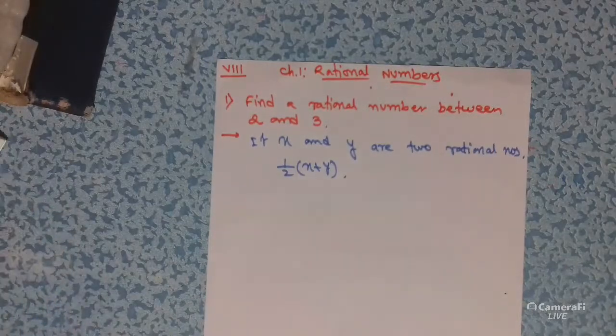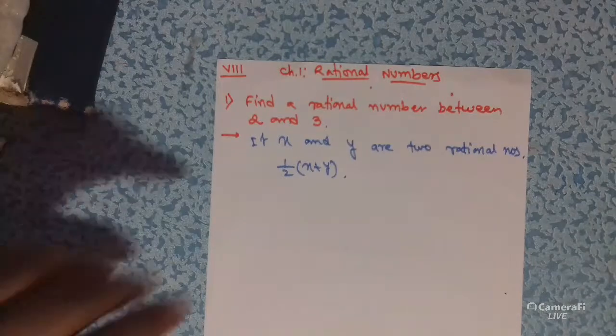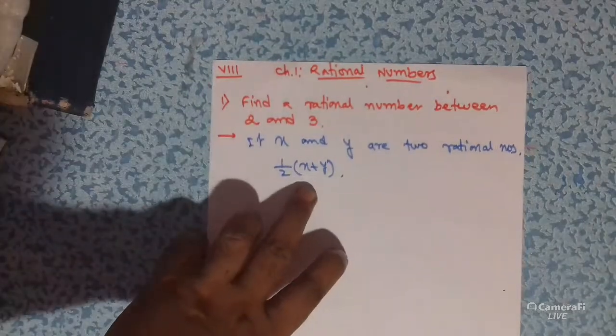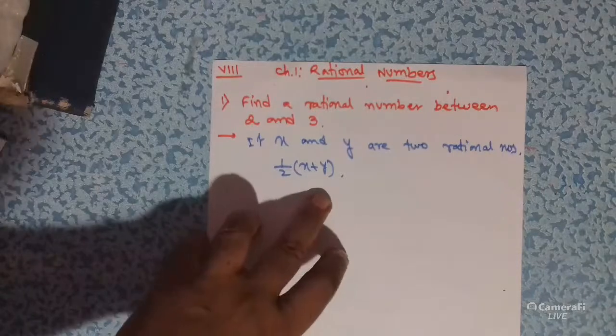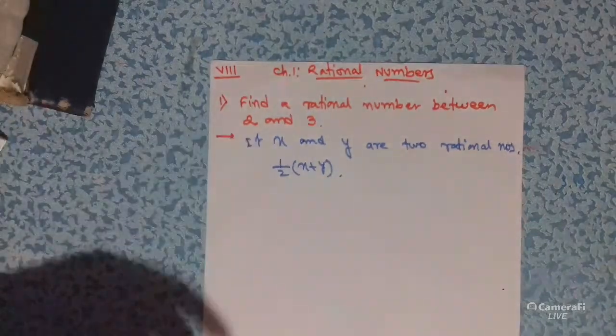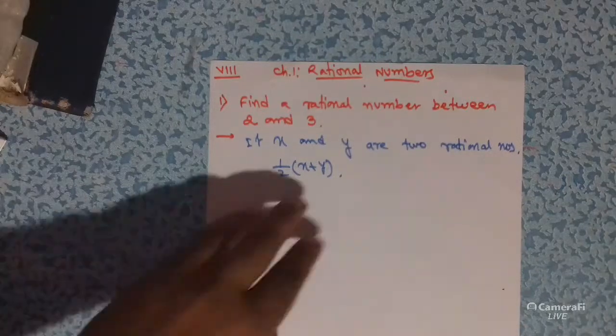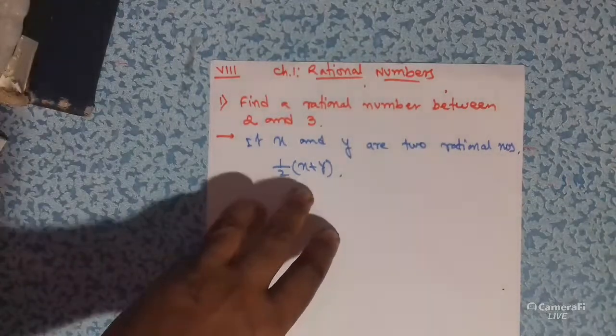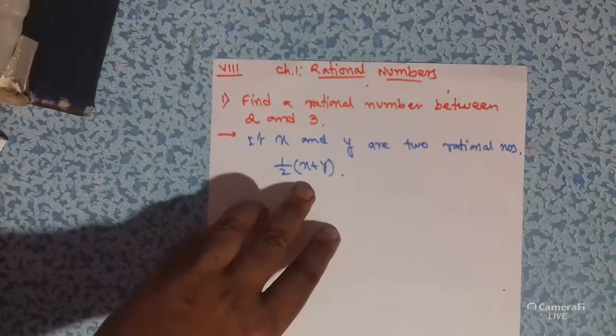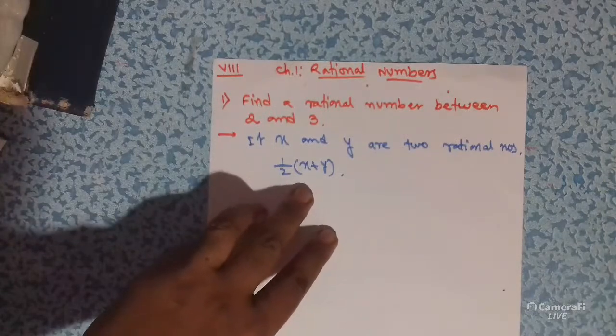Okay, two students have sent that 5 by 2 is the answer, and maximum students have sent that 6 by 2 is the answer. So just use this formula and check by yourself whether it is 6 by 2 or 5 by 2. Okay, then I will solve it. Check by yourself by using this formula, by using this property.